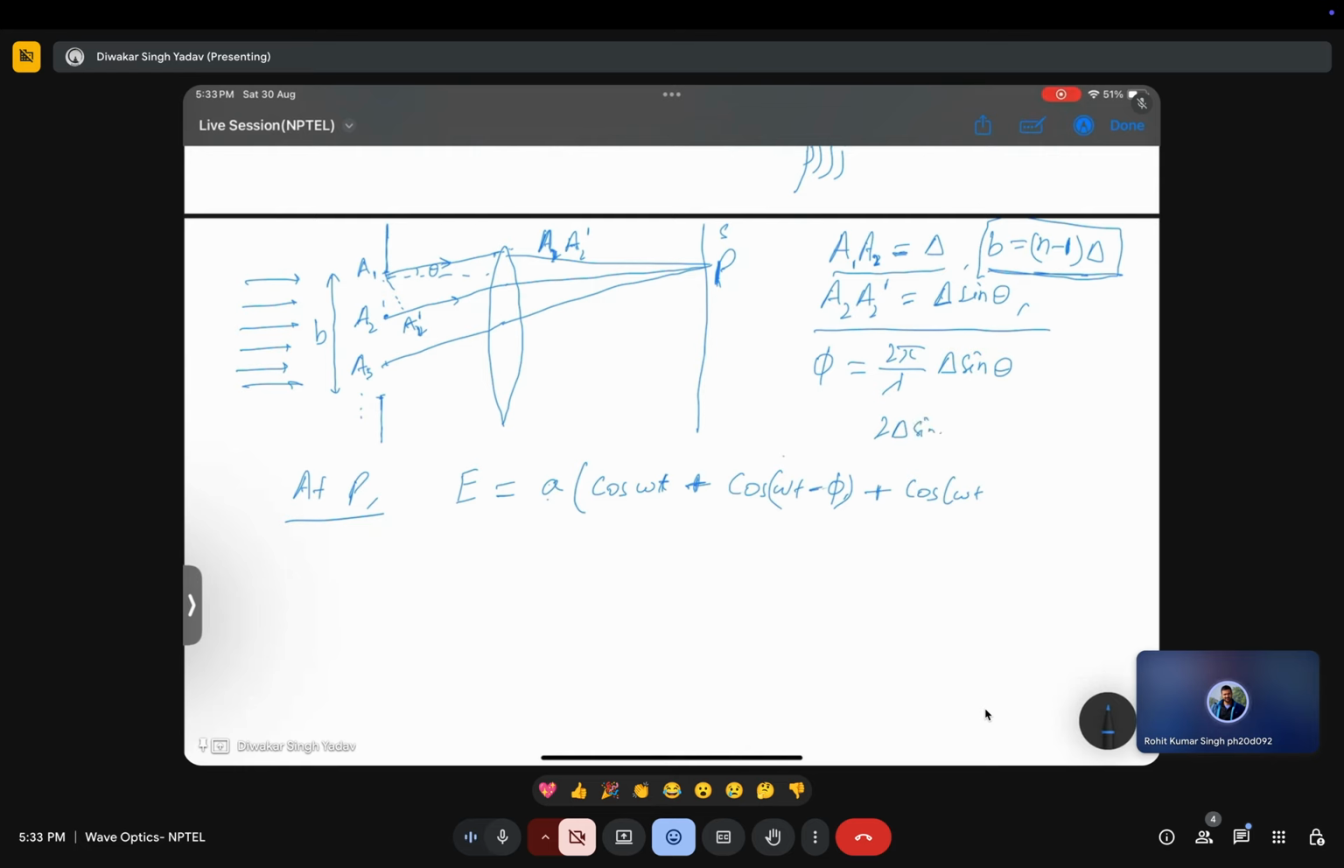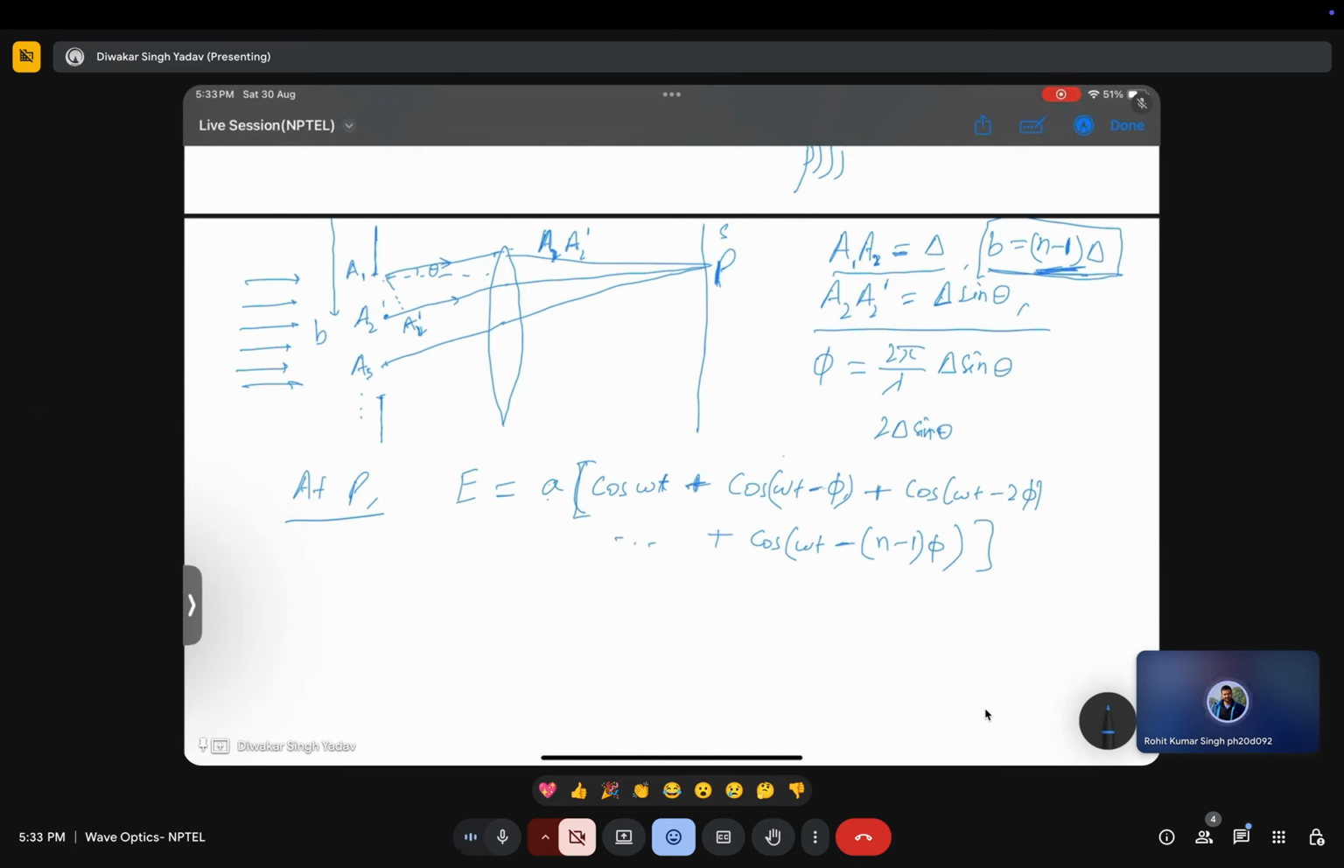Two delta sine theta, right? It's just twice. So similarly, you will have this cos omega t minus 2 phi and so on, and the last term will be cos omega t minus not n phi but n minus 1 phi. Again with the same logic you can see. Because the last one is n minus 1 delta, so it is n minus 1 phi.